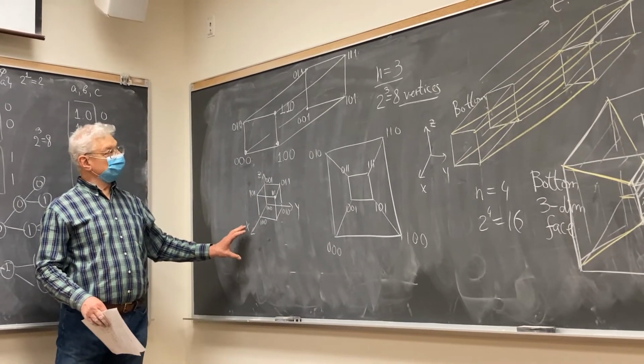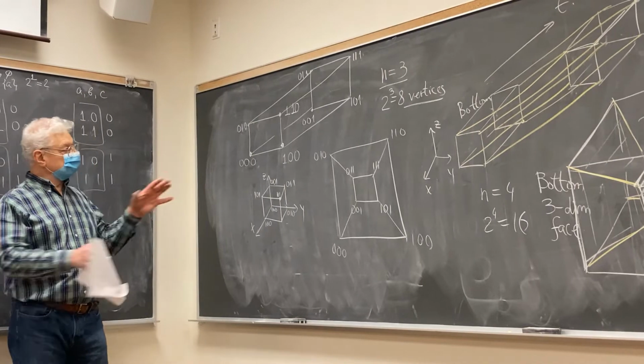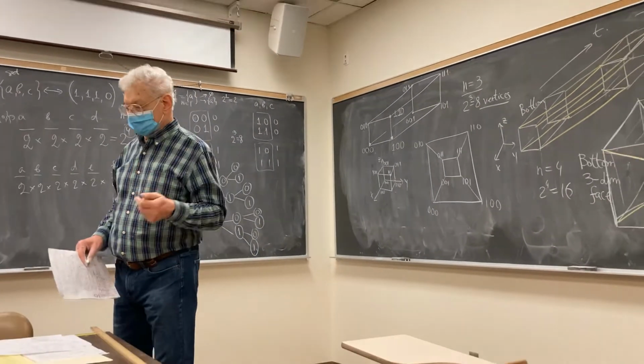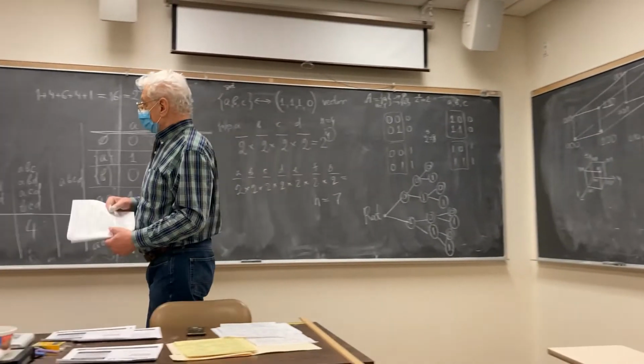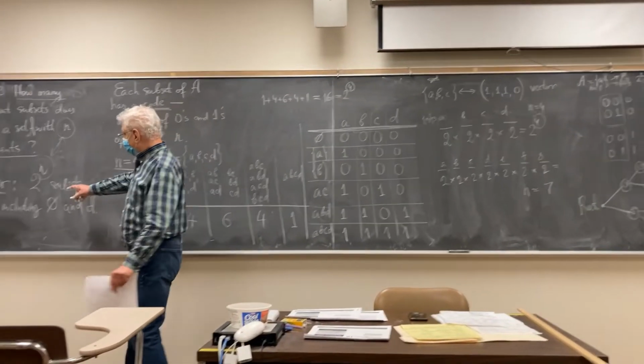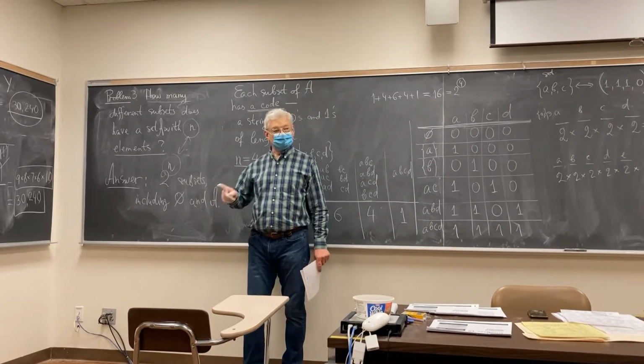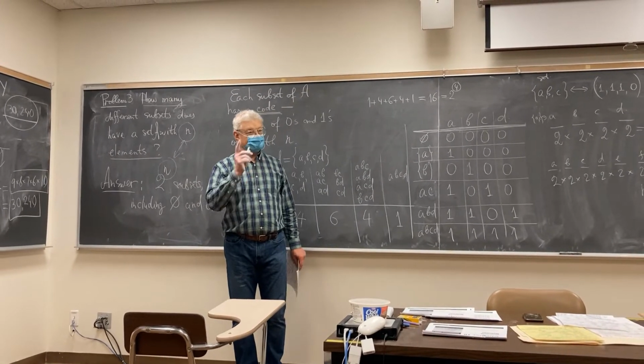You have to write once in the end, and then connect, and you'll get a five-dimensional cube, and so on. So therefore, 2 to the power n subsets correspond to 2 to the n vertices of an n-dimensional cube.